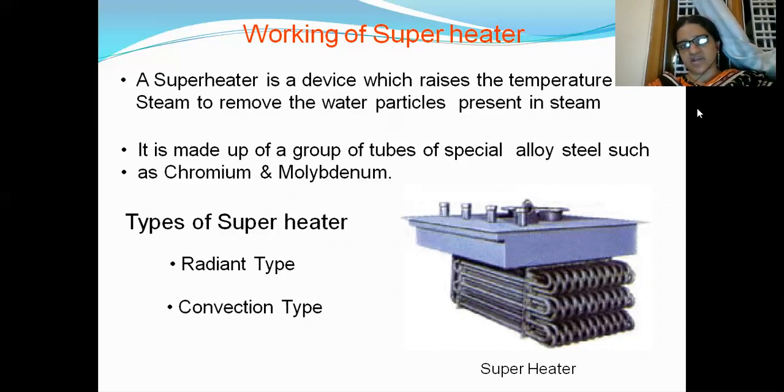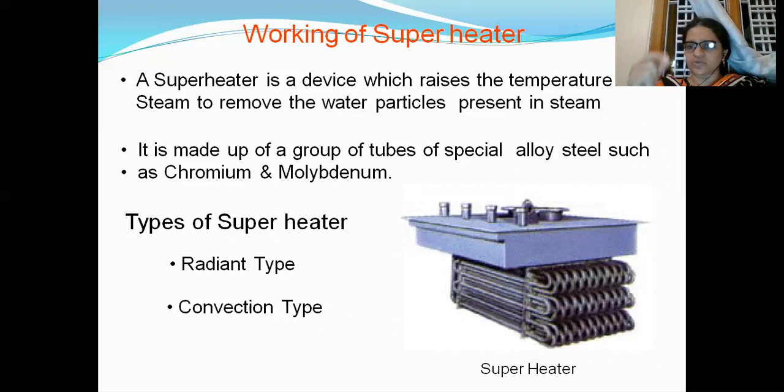The superheater is a device which raises the temperature of the steam to remove the water particles present in the steam. It is made up of a group of tubes of special alloys, chromium and molybdenum. Again, there are two types of superheaters: radiant type and convection type. Depending on the requirement, they use radiant or convection type superheaters. This is the photo of a superheater. Boiler is made up of tubes, and superheater is also made up of tubes.